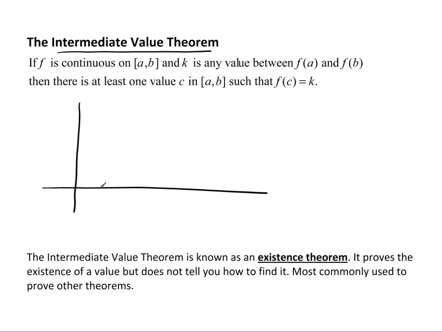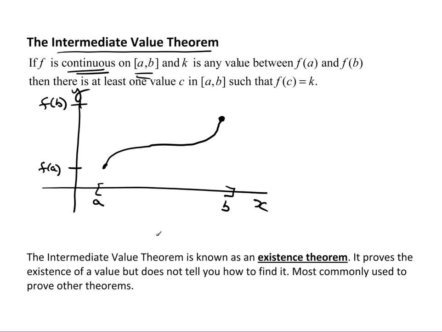So I'm going to have this closed interval a to b, and I know my function f is continuous on this interval, so I'm just going to draw some function f like that, make it continuous. So this value right here would be f of a. I need to move my y a little bit. This value right here would be f of b. This is the y-axis. So what this is saying is that k is any value between f of a and f of b.